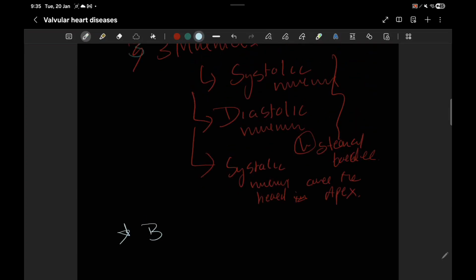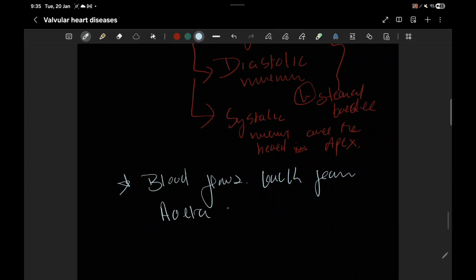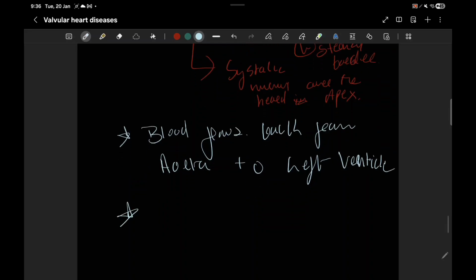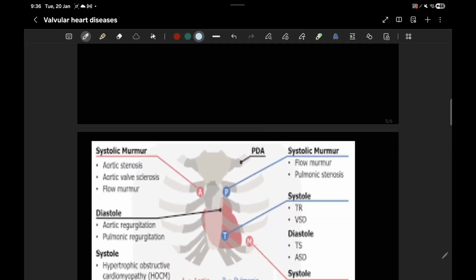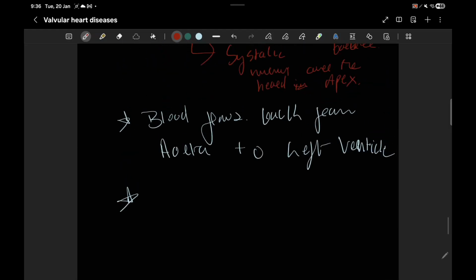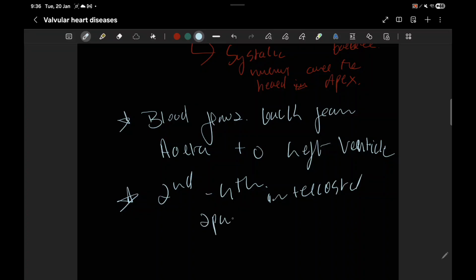The blood flows back from the aorta to the left ventricle. I told you regurgitation is backflow. So what can we hear, and where is the site of hearing the aortic regurgitation on the left side? In the second to fourth intercostal space, at the left sternal edge, we can hear them.